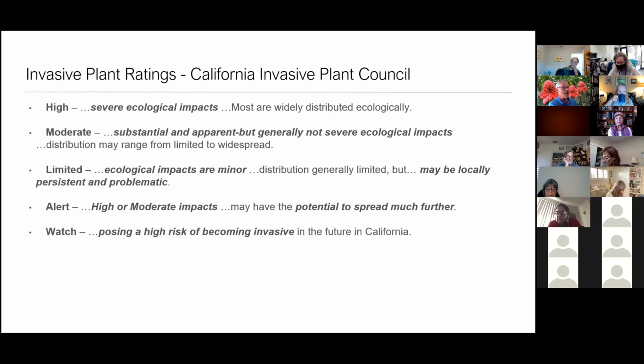The California Invasive Plant Council has ratings that are really based on ecological concerns and prevalence. High, moderate, and limited are basically how common they are, and alert and watch are to try to prevent things that might be coming in that aren't yet prevalent.